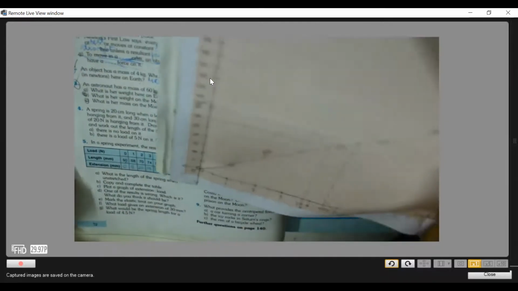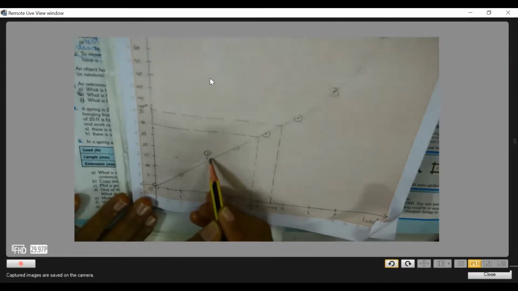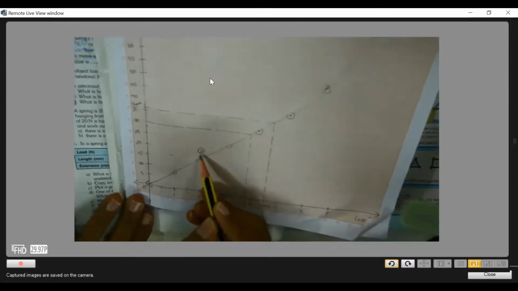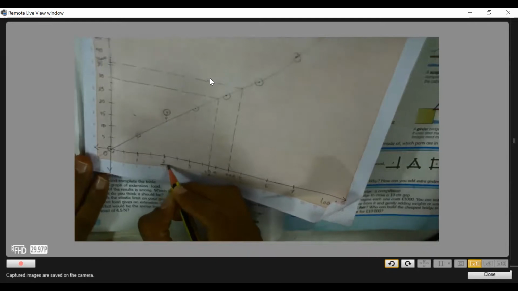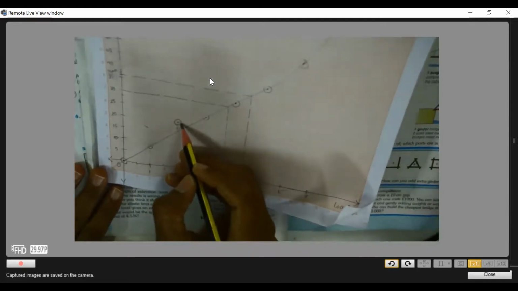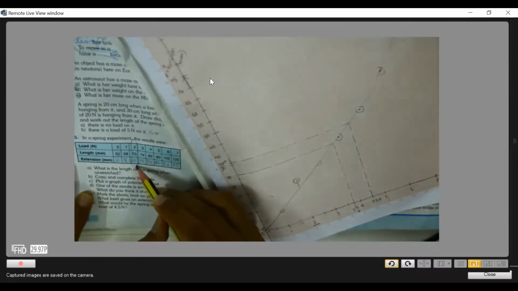Now let's see. One of the results is wrong. Which is it? This point is the only one which is out of my graph. So this is the wrong one. How will I write? I will say that the result, 2 Newton with 20 extension, this one is wrong. Why? Because it is not falling on my graph.